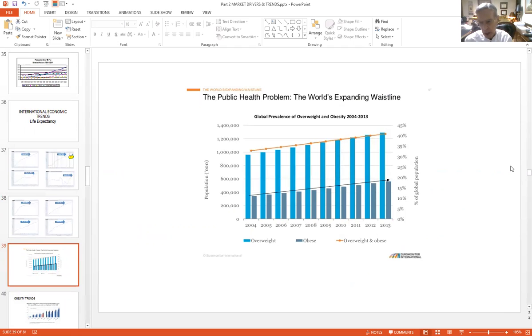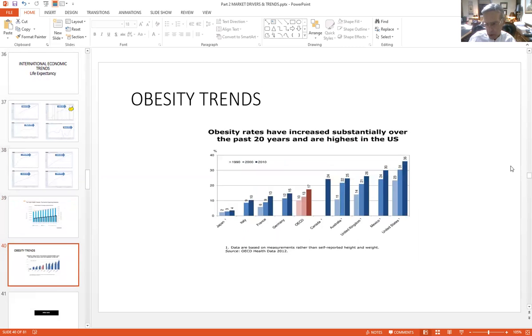Here's the US problem. It's not just in the US, but this is a global trend in overweight and obesity. You can see that the portion of people overweight in the world today is about 40% and about 20% obese. So overweight 40, obese 20. And that has some significant health problems.